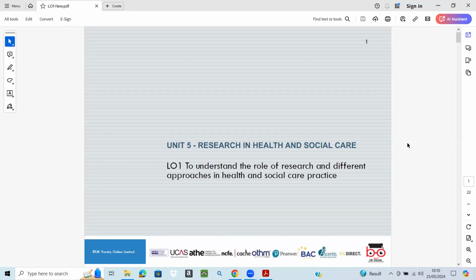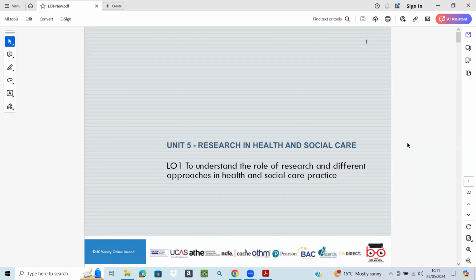Now, if we discuss implementing research in practice, understanding different research approaches is just the beginning, and it is equally important to apply these findings effectively in practice. There are some positive ways to ensure research impacts practice positively. For example, we could discuss training and development. Continuous professional development ensures that practitioners stay up to date with the latest research findings and methodologies.